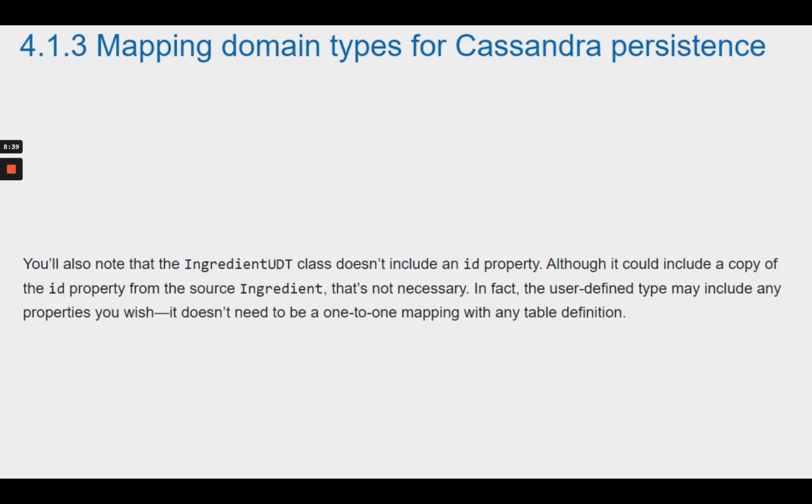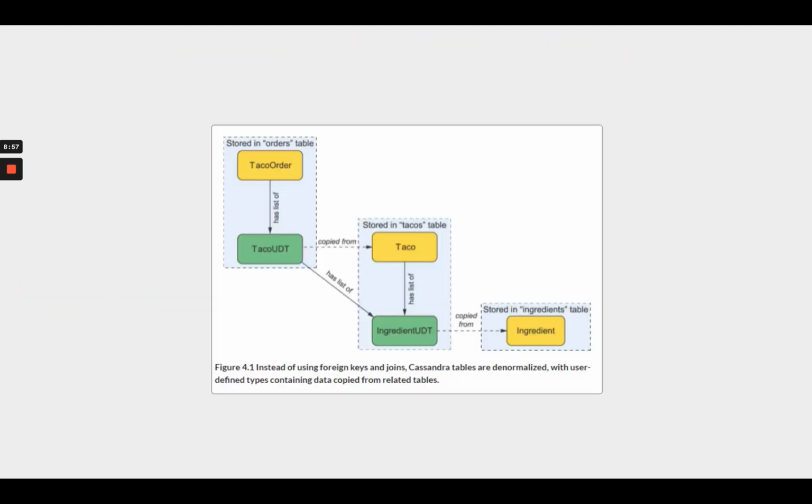You'll also note that the IngredientUDT class doesn't include an id property. Although it could include a copy of the id property from the source Ingredient, that's not necessary. In fact, the user-defined type may include any properties you wish. It doesn't need to be a one-to-one mapping with any table definition. I realize that it might be difficult to visualize how data in a user-defined type relates to data that's persisted to a table. Figure 4.1 shows the data model for the entire Taco Cloud database, including user-defined types.